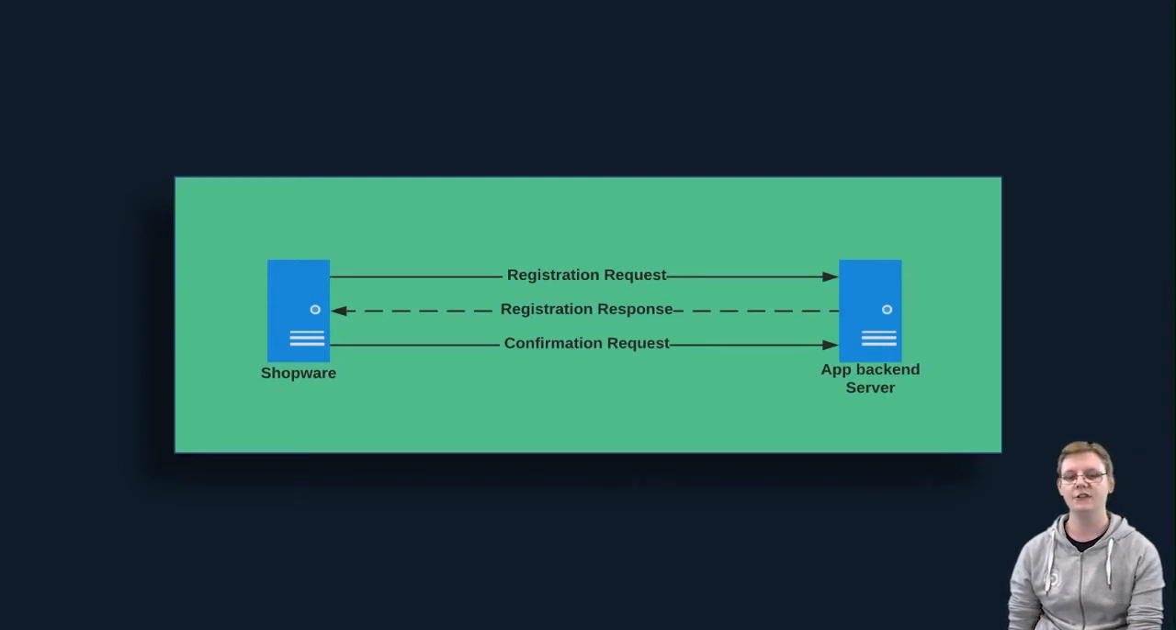And then you will get a confirmation request from the Shopware instance, which contains the credentials you need to access the admin API.